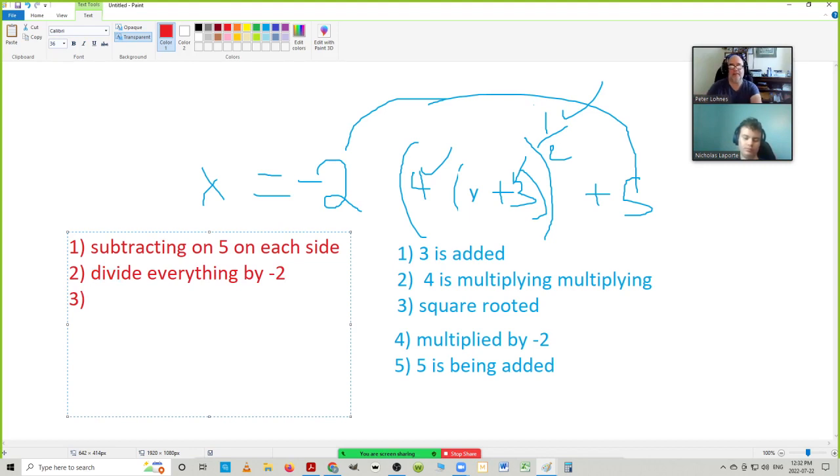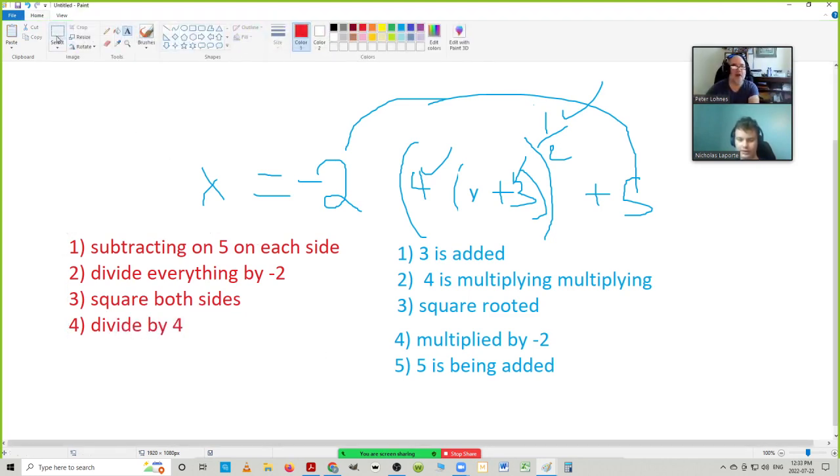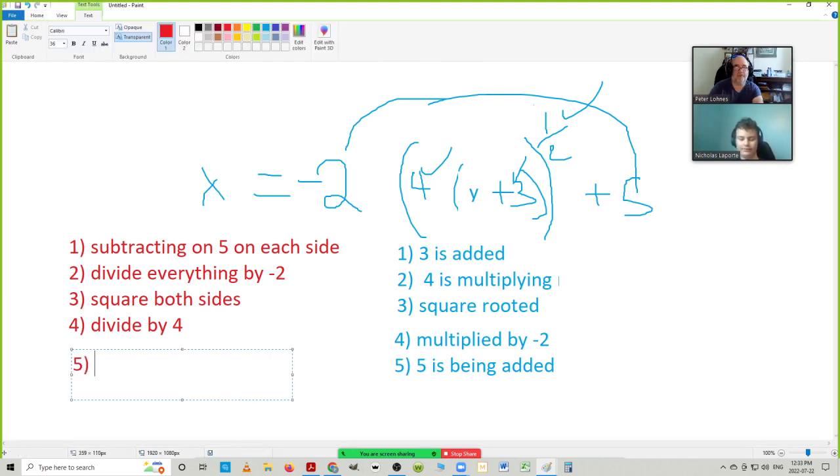What's our next step? Then we're going to square both sides. What's our next step? Divide by 4. Actually, I meant to say multiplying everything. Divide by 4, so it's multiplying. Yes, 4 is multiplying. And so now what's your last step? Subtract 3 on both sides. Yep, subtract 3 on both sides. Let's see if that works.